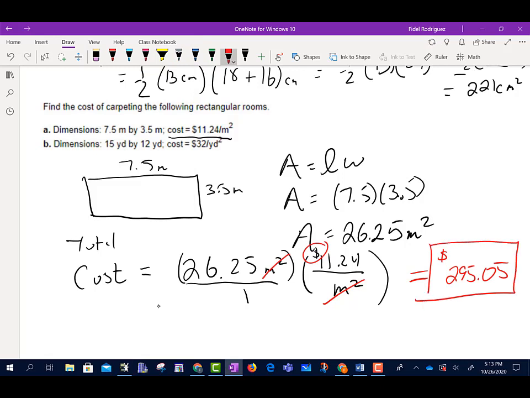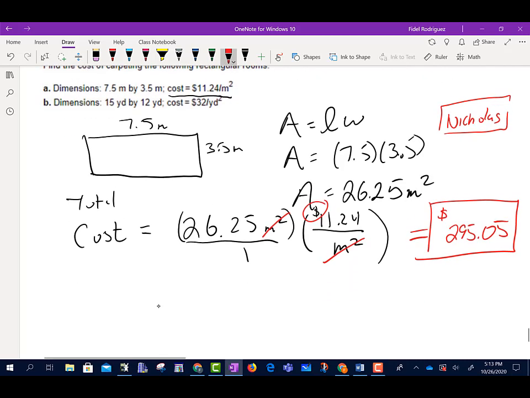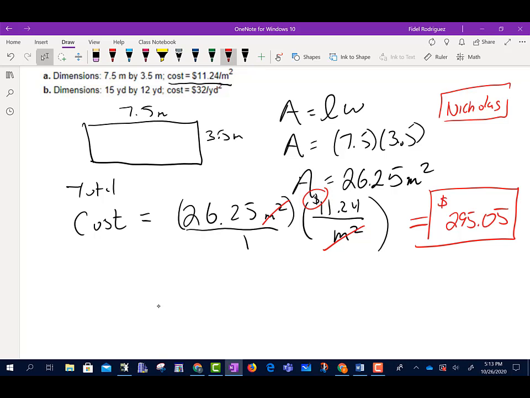$295.05, right? Told y'all, what do you call a boy with no nickels? Nicolas. Quack quacks. I know it's a corny joke, but trying to make it go, guys.